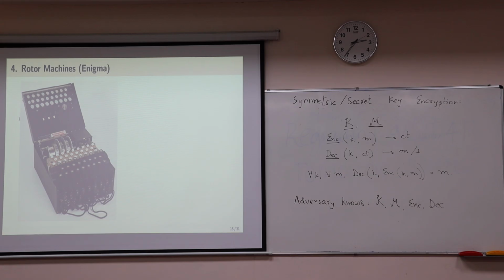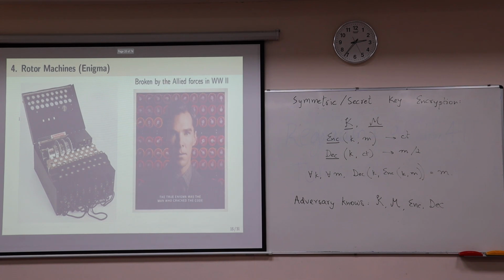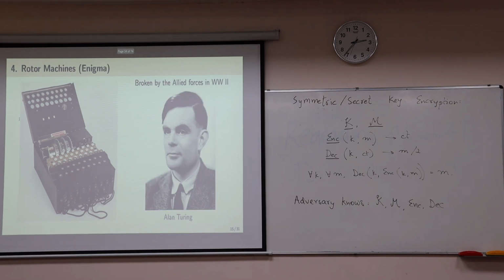Has anyone heard of these things? In what context? Yeah, so these were used by the Axis forces in the Second World War. And again, these are similar to Vigenere's cipher, and these were ultimately broken by the Allied forces. Who is this? That's not Alan Turing. This is Alan Turing. Yeah, so the Allied forces broke the scheme, and yeah, so this cat and mouse game has been going on for centuries.